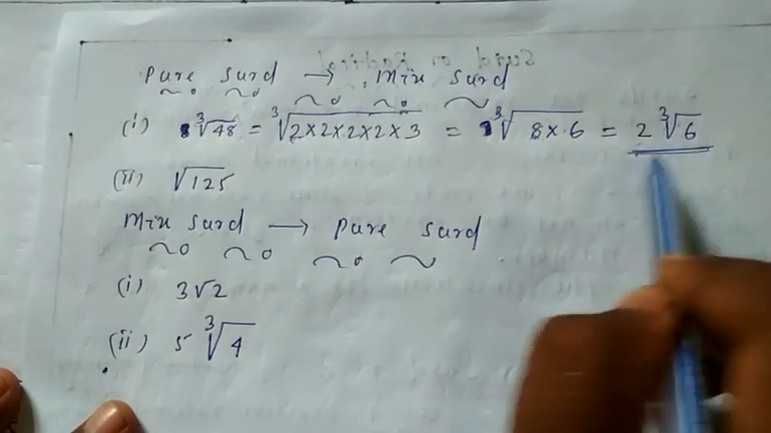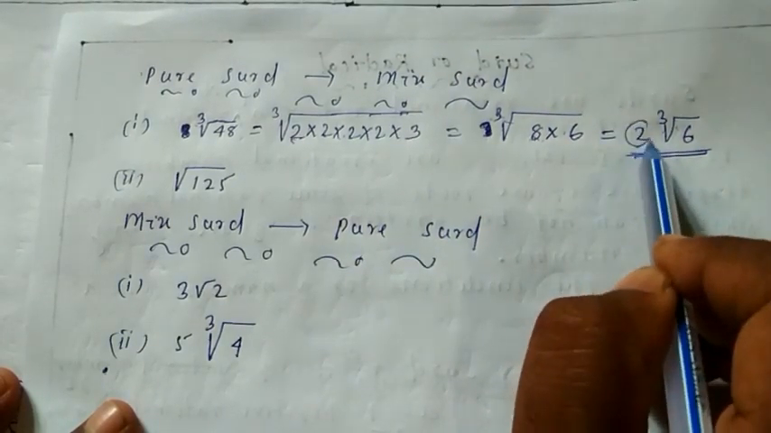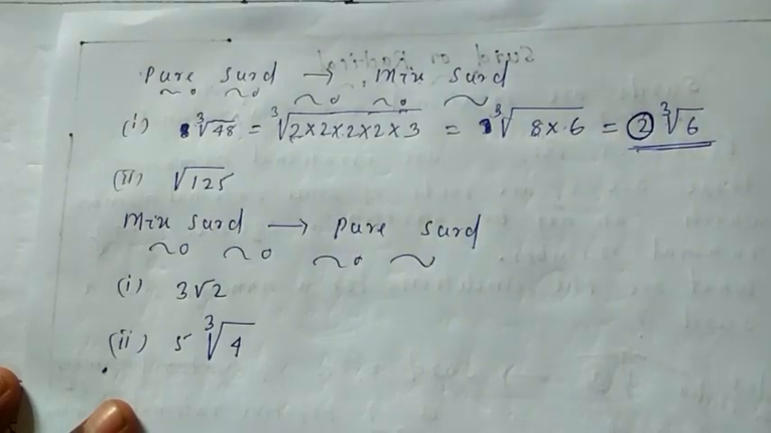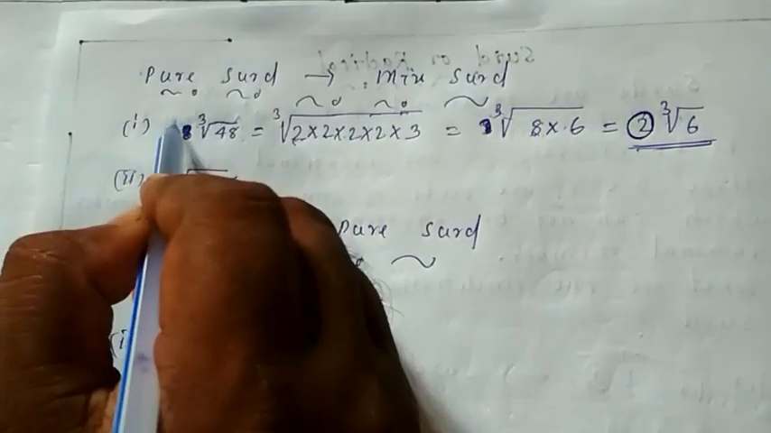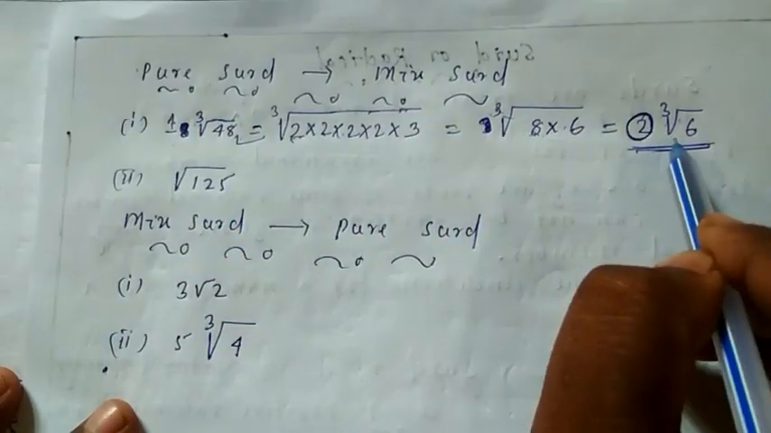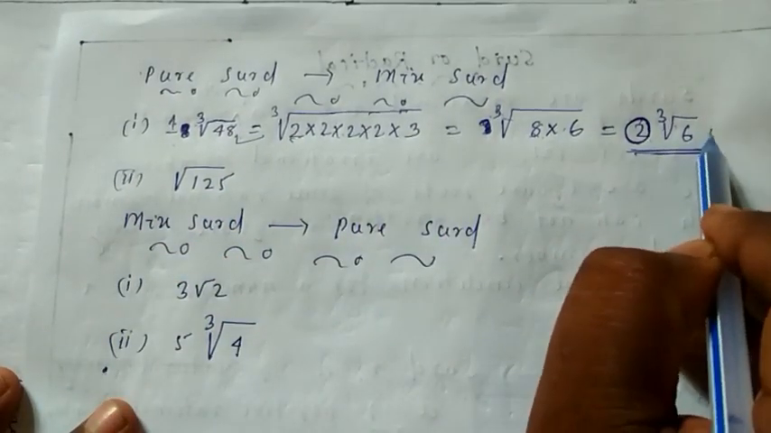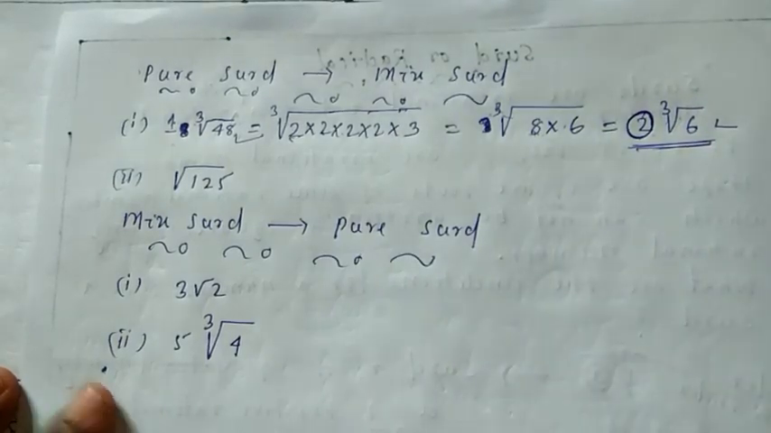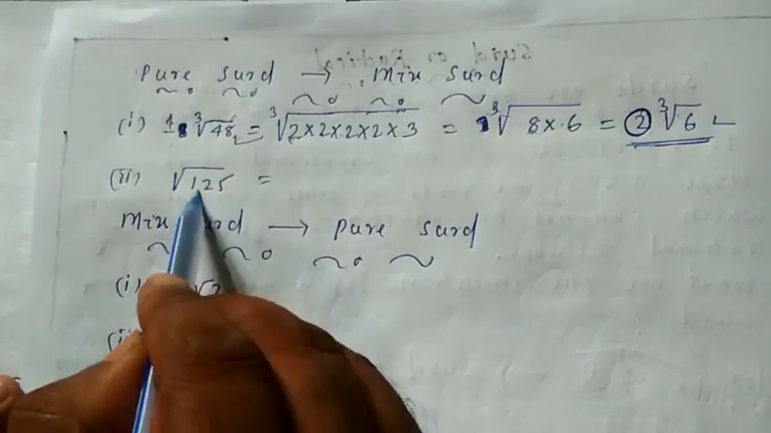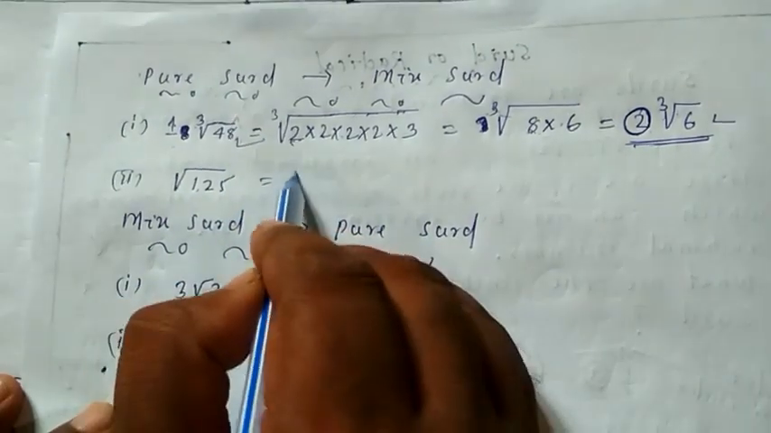This is a mixed surd because the rational factor is 2, it's not 1. If the rational factor is 1, it is a pure surd. But here the rational factor is 2, so it is a mixed surd. Understood?